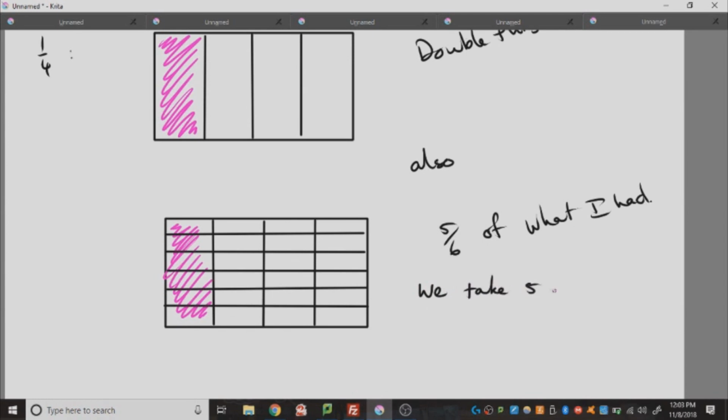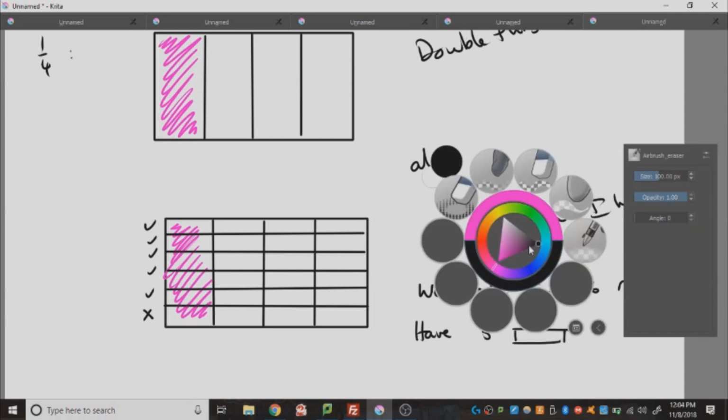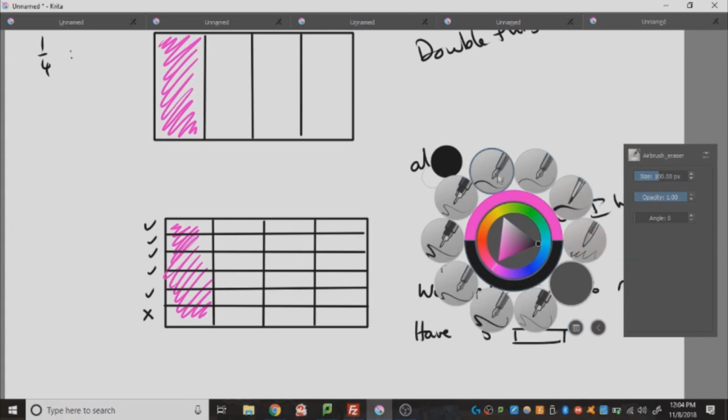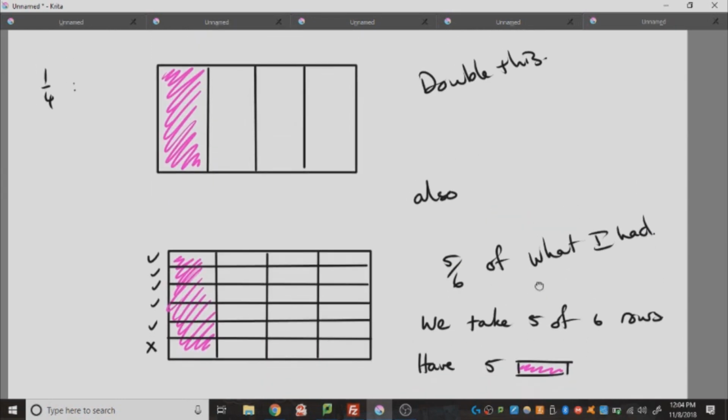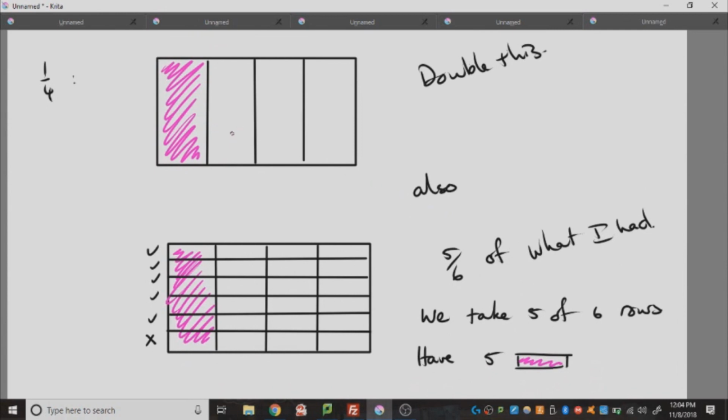We take 5 of the 6 rows. So 1, 2, 3, 4, 5, 6. We do not take the 6th one. So that means we have, on top of the above doubling, we have 5 pink pieces as well. What did I just do? I'm not sure what I just did. Let's go back to my pen. Then pink, there we go. 5 pieces, but I can't see what I have at the top. Yeah, so I'm gonna have to split this up into 6 as well. This is pink, isn't it? Yep.